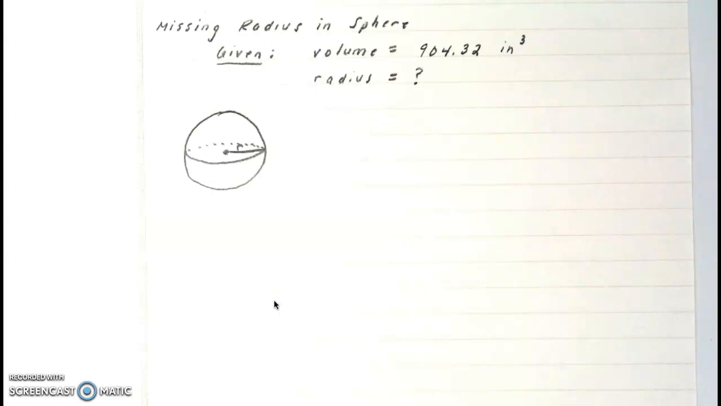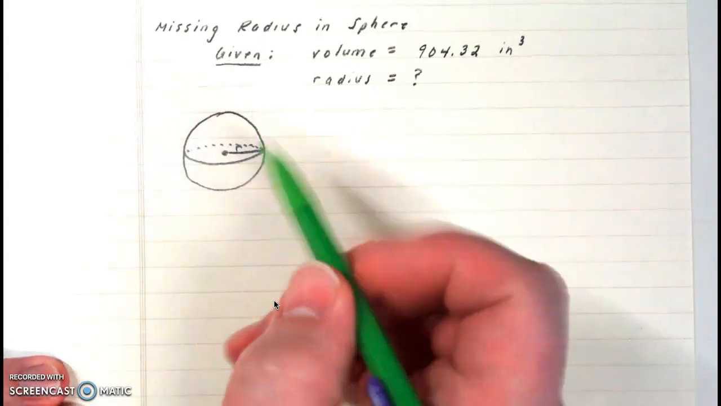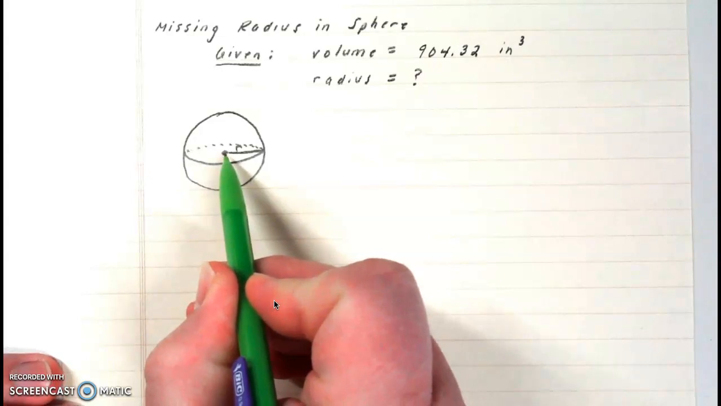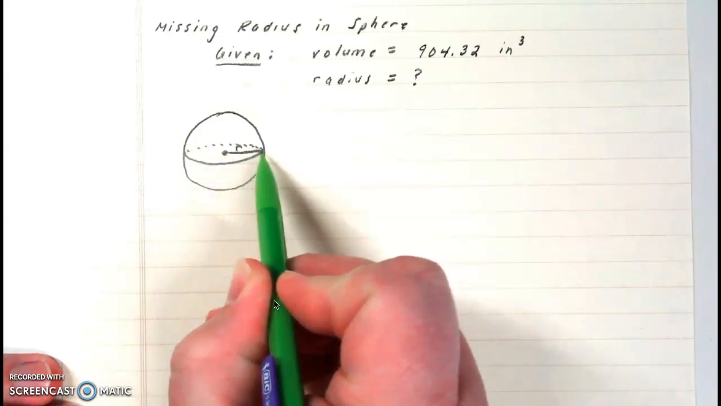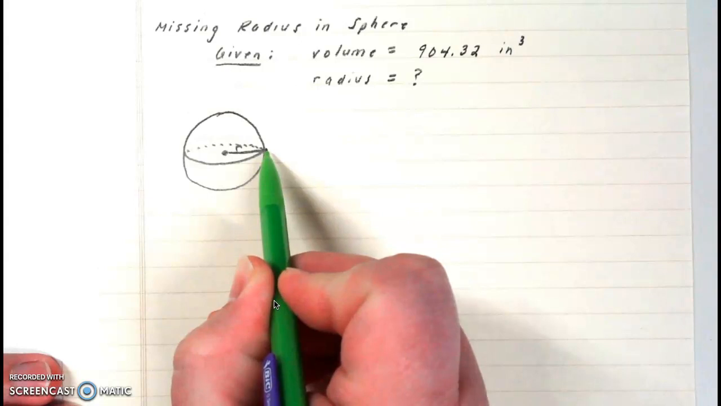So sometimes you might be given the surface area of the sphere or the volume, and your goal is to find the radius. And remember, the radius is the distance from the center of the sphere to any point on the edge of the sphere, on the actual surface.